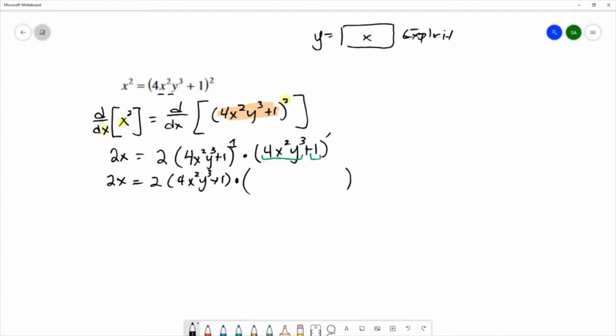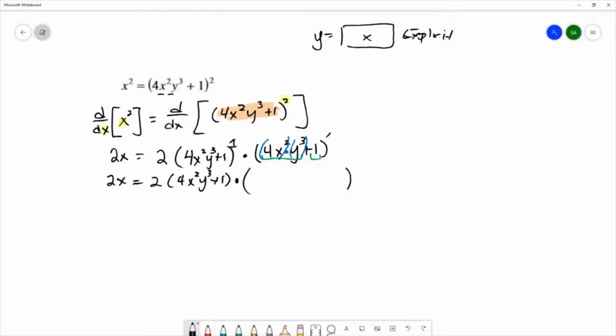I'm going to need to use the product rule to calculate the derivative on that term because I have the product of 2 expressions with variables. So I consider this my first term, 4x squared, and y cubed to be, I said term, it should be factor. 4x squared is the first factor, and y cubed is the second factor.